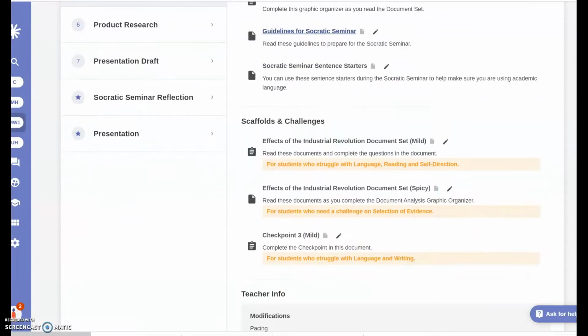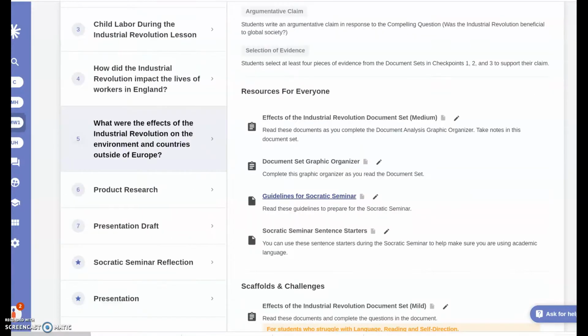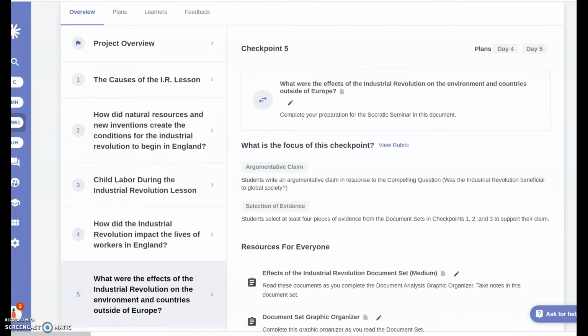So that is what you are working on this week. Every week you have 2 checkpoints. You have my lesson and a Summit checkpoint.